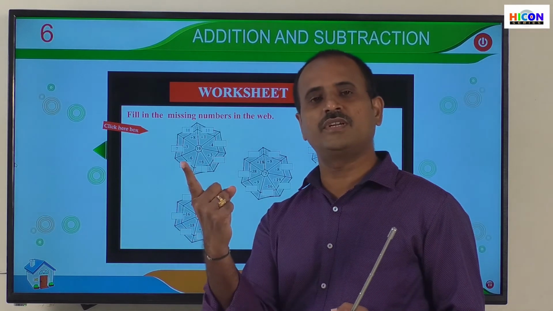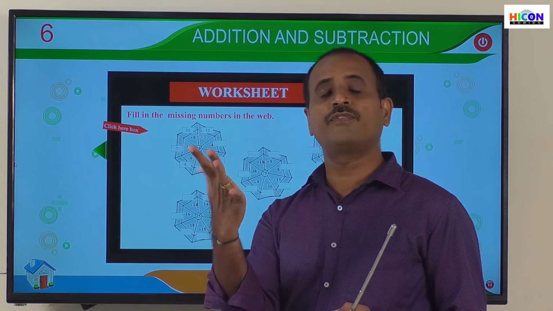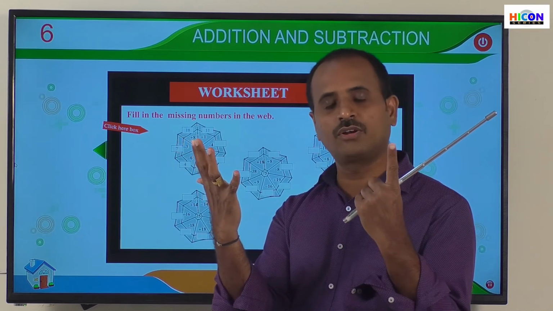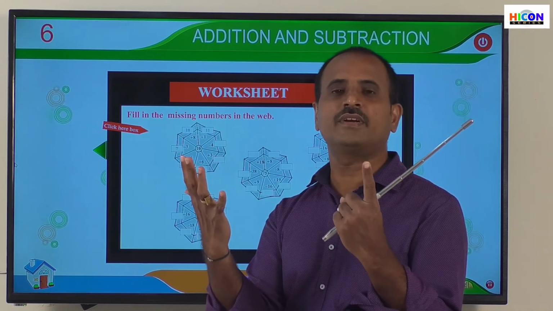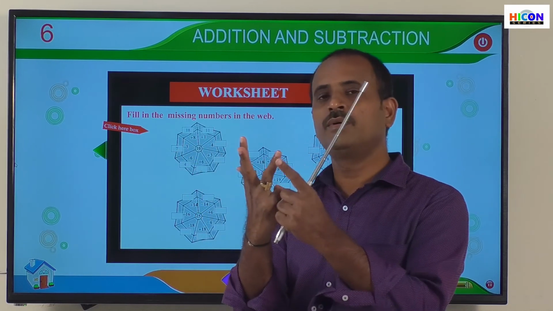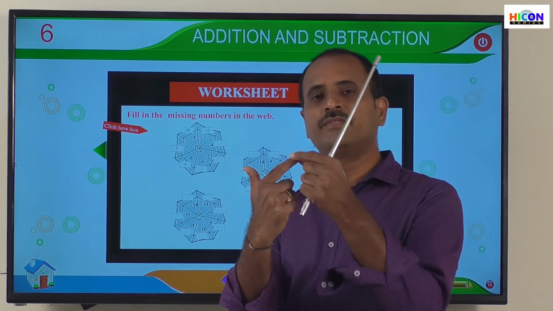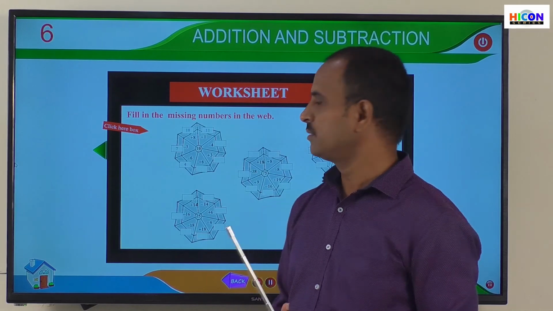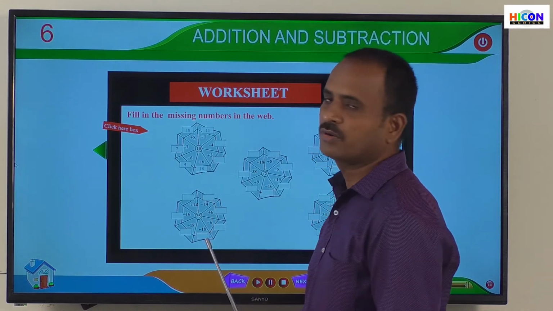Open 6 fingers. 1, 2, 3, 4, 5, 6. And start counting after 10. After 10, 11, 12, 13, 14, 15, 16. So write 16 in this box.